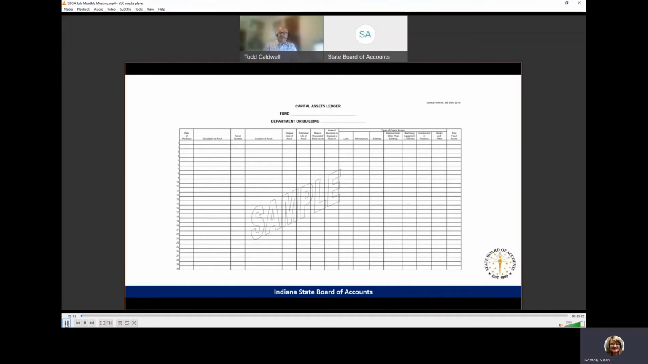Form also wants the location of the asset. That's going to help identify it. Is it a park asset? Is it a street department? Is it in the clerk treasurer's office? Is it the mayor's vehicle? Those kind of things.